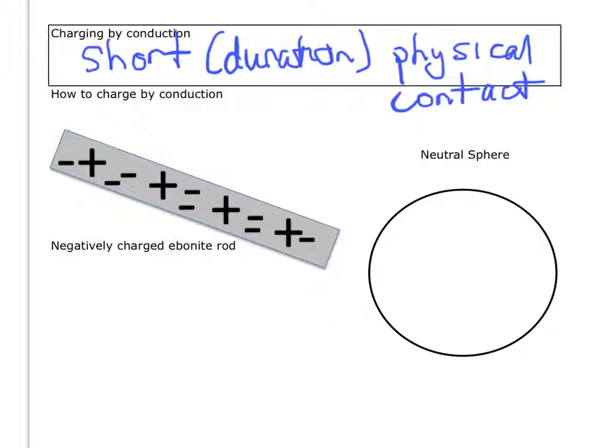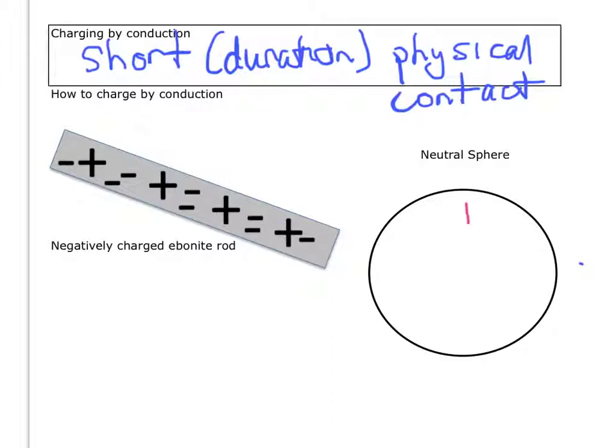So, how to charge by conduction. Earlier, in a previous lesson, we saw this little gray picture, which is supposed to represent a negatively charged ebonite rod. Notice that it has more negatives than positives, and therefore it's negative. And a neutral sphere, which we drew previously as well.